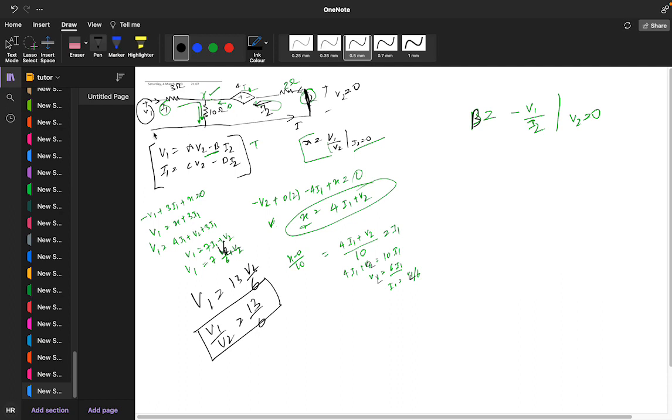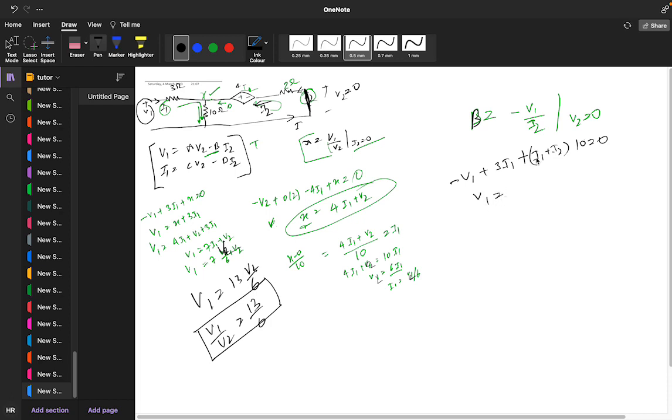So how can we do it? Apply the KVL and get the result. So we have this equation: minus V1 plus 3I1, and this is X. You can take it as X, or you can take it like this also. I1 current is coming and I2 current is coming, so you can take it as (I1 plus I2) into 10 is equal to 0.